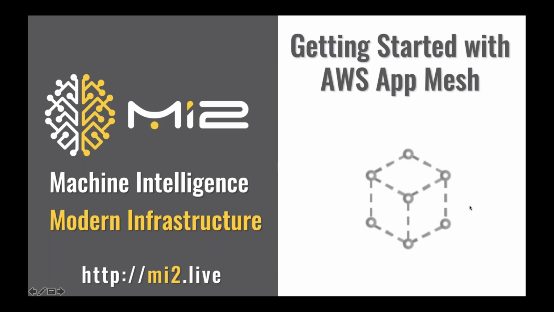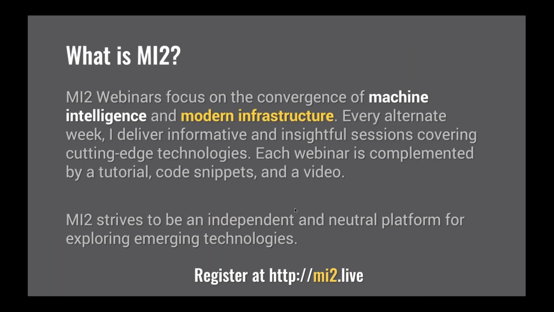The series stands for Machine Intelligence on Modern Infrastructure. My name is Janakiram. I'm based out of Hyderabad, India, and I'm excited to bring you this series of webinars covering AI and cloud native technologies. So the machine intelligence revolves around artificial intelligence and IoT, while modern infrastructure is all about Kubernetes and containers.